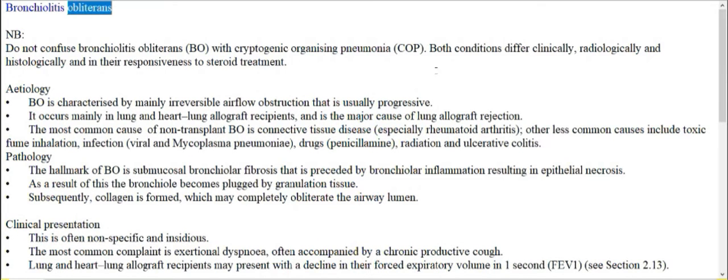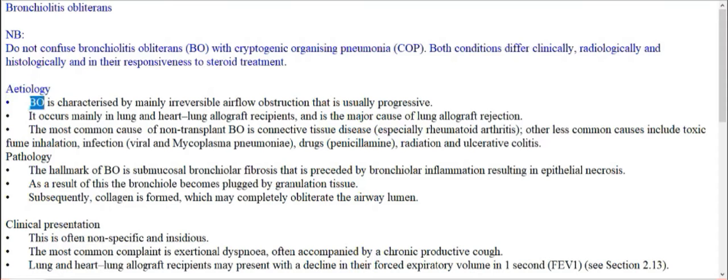Bronchiolitis obliterans. NB. Do not confuse bronchiolitis obliterans, BO, with cryptogenic organizing pneumonia, COP. Both conditions differ clinically, radiologically, and histologically and in their responsiveness to steroid treatment.